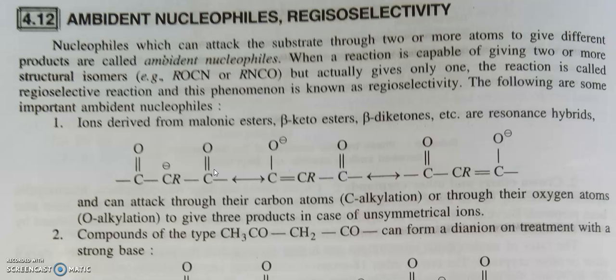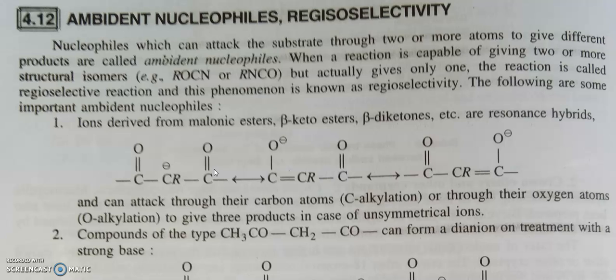Nucleophiles which can attack the substrate through two or more atoms to give different products are called ambident nucleophiles. When a reaction is capable of giving two or more structural isomers, like ROCN or RNCO, but actually gives only one, the reaction is called a regioselective reaction, and this phenomenon is known as regioselectivity. The following are some important ambident nucleophiles.